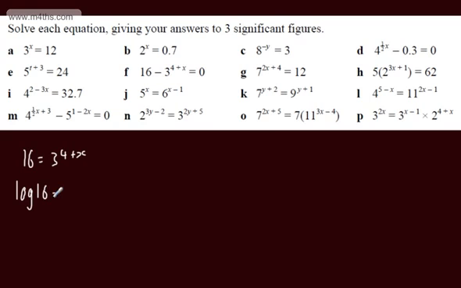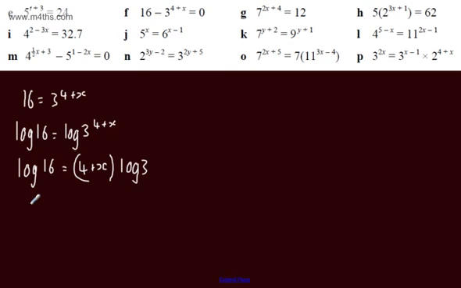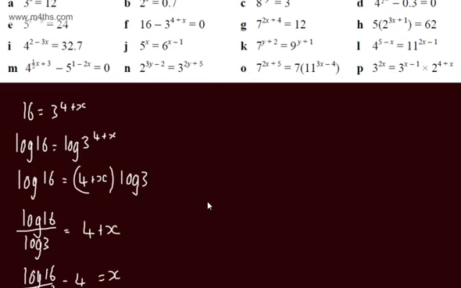Log 16 is equal to log, then we'd have 3 to the power of 4 plus x. We can bring the power down, so we'd have log 16 is equal to the quantity 4 plus x multiplied by log 3. Log 3, remember, is just a number. Dividing both sides by log 3, we've got log 16 divided by log 3 is equal to 4 plus x. Subtract 4 from both sides, so we'd have log 16 divided by log 3 minus 4 is equal to x. We would go ahead and evaluate that on a calculator.